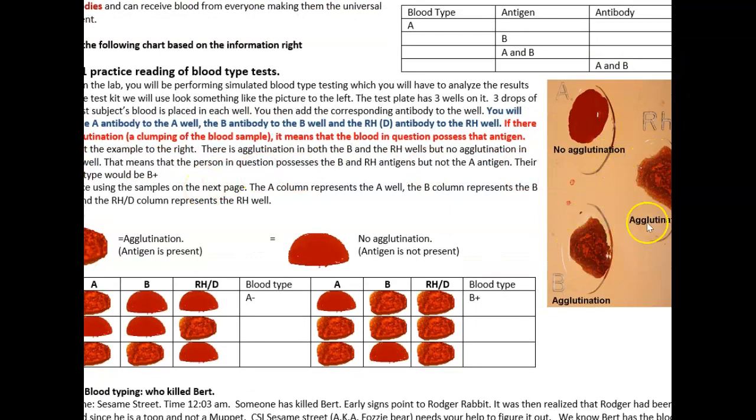So this is a Photoshop version of what I just showed you. So A is on top, B is on the bottom, Rh. B and positive agglutinated. So that would be blood type B positive. So you go through these. So this one agglutinated, these two didn't. It would be A positive. And that's just practice reading.